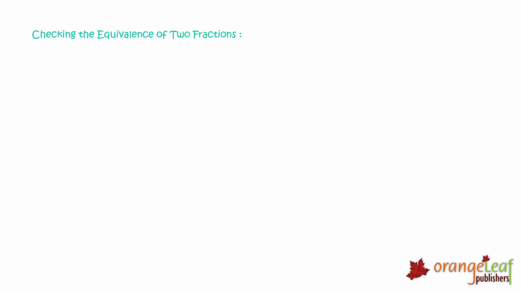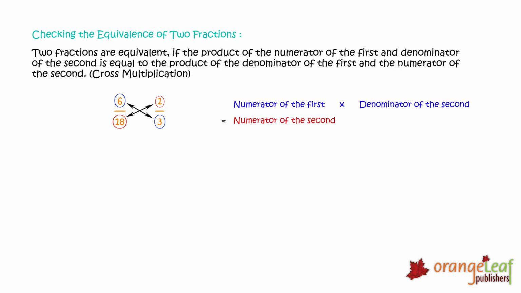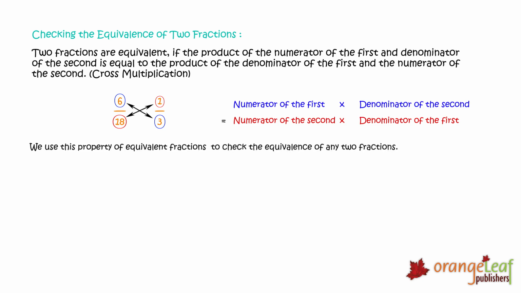Checking the equivalence of two fractions. Two fractions are equivalent if the product of the numerator of the first and denominator of the second is equal to the product of the denominator of the first and the numerator of the second, that is, cross multiplication. Numerator of the first into denominator of the second is equal to numerator of the second into denominator of the first. We use this property of equivalent fractions to check the equivalence of any two fractions.